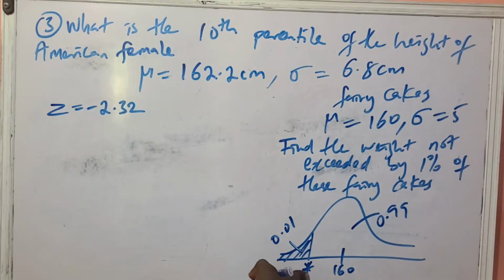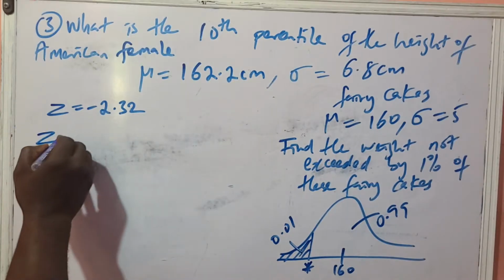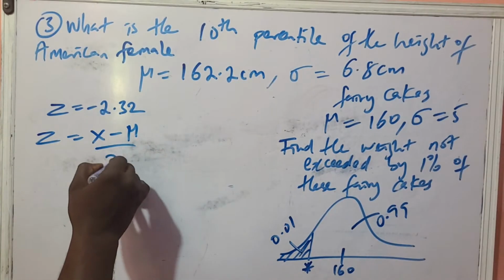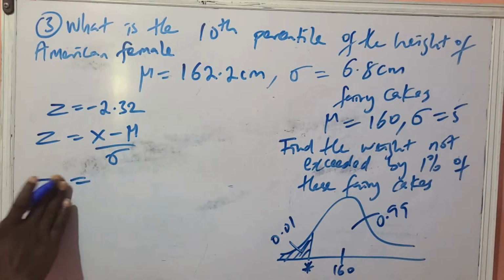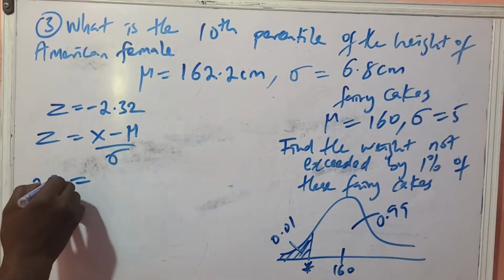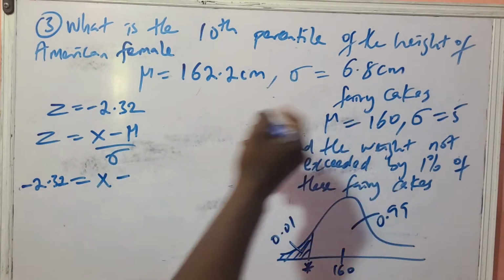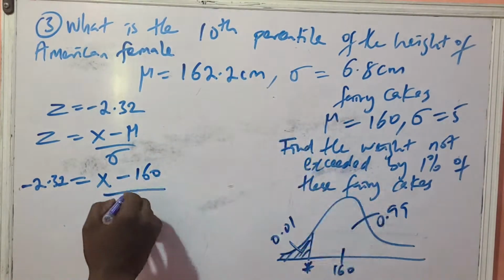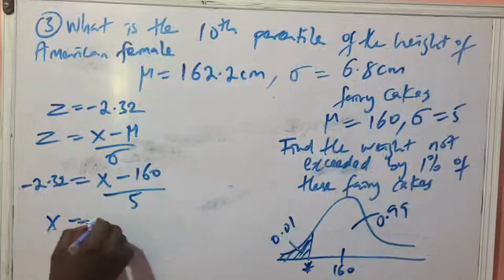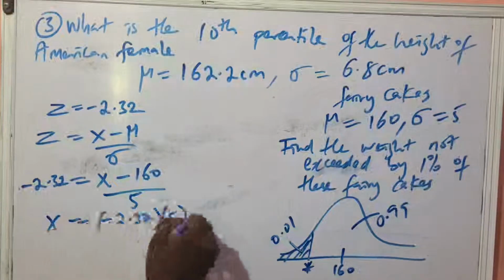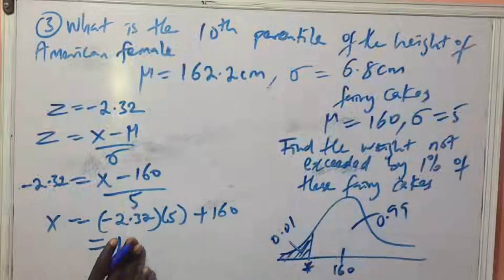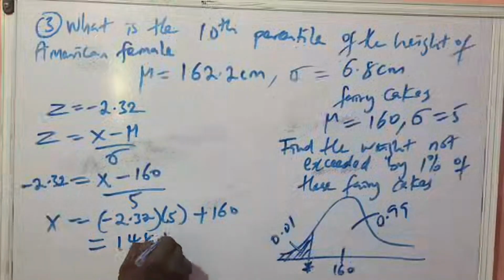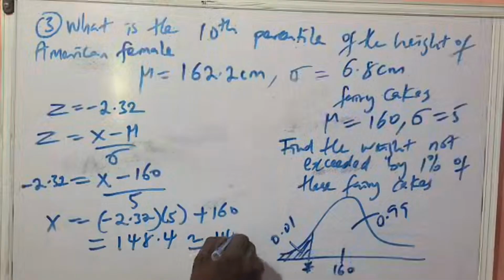So now, if you've gotten to this place, that's not what you're looking for. You're looking for the actual X score. To find the X score, you know that Z equals X minus mu over sigma. So your minus 2.32 will be X, which you're looking for, minus the mean of 160. Understand? Here X will equal minus 2.32 multiplied by sigma, plus 160. When you're done with this, you should get a value of 148.4, which is approximately 148.